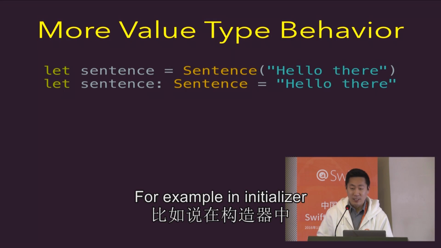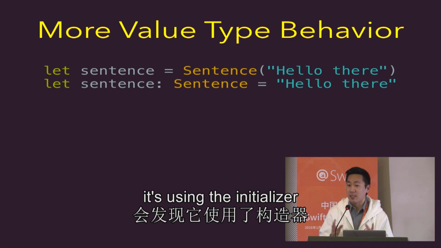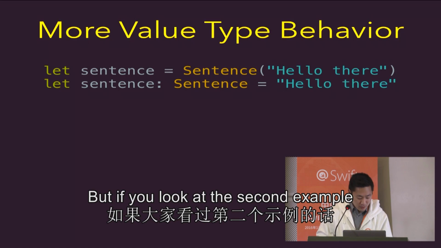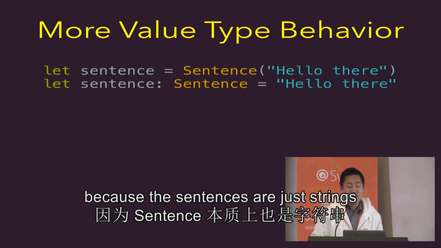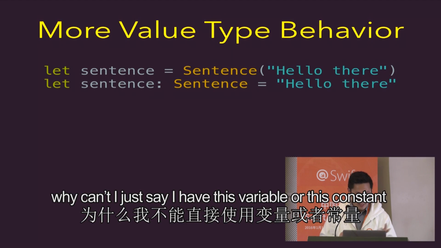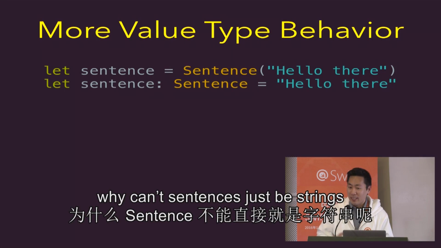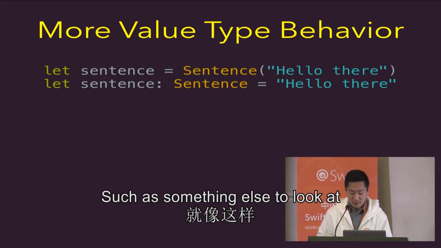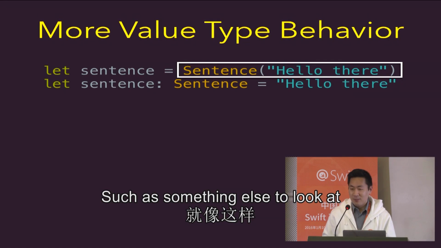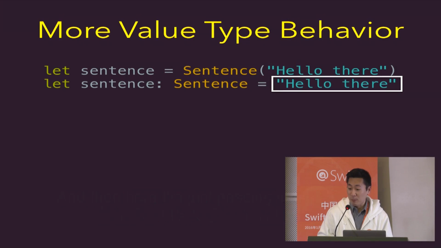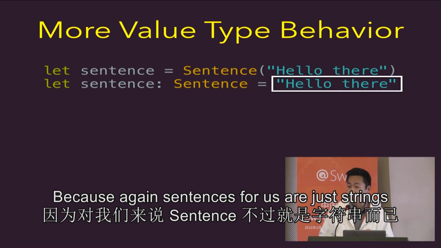For example, an initializer. If you look at the first example, it's using the initializer. So I say Sentence, open parentheses, and I give it a string. But if you look at this second example, because sentences are just strings, why can't I just say I have this variable, or this constant, it's a sentence, and I just want to give it a string? I don't want to call the initializer. Why can't sentences just be strings? So that's something else to look at. There's the first one. And then here, I'm just passing in a plain old string. That would be nice to do, because again, sentences for us are just strings.